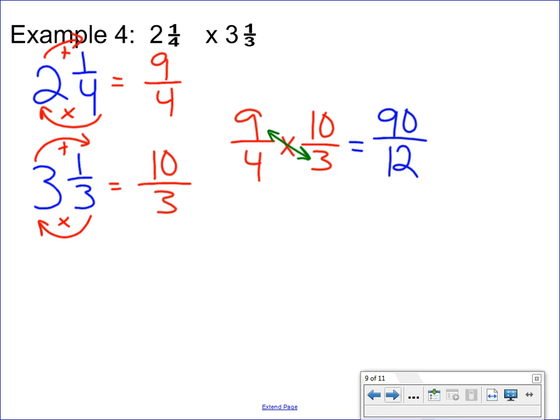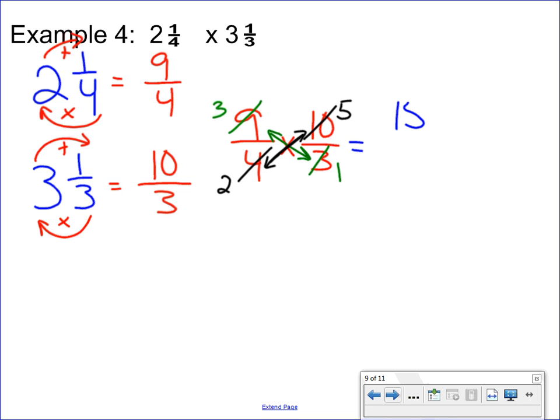9 and 3 are both divisible by 3. So 9 divided by 3 is 3. 3 divided by 3 is 1. I also see that 4 and 10 can be divided by the same number, and that'd be 2. 10 divided by 2 is 5, and 4 divided by 2 is 2. Let's see what my numbers would be like now that I've got this simplified.